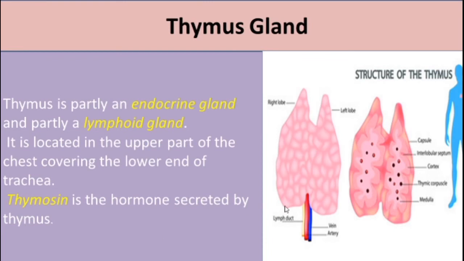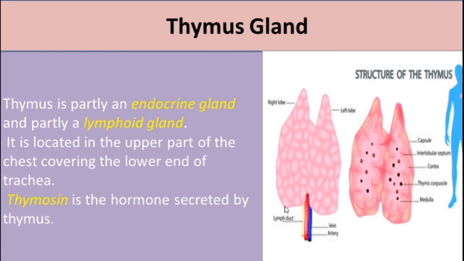Okay, so next endocrine gland, this is the thymus gland. The thymus gland is one of the endocrine glands and also a lymphoid gland. It is partially an endocrine gland and partially a lymphoid gland. Endocrine glands, you know, are ductless glands. We have already seen many endocrine glands. And lymphoid gland means, we studied the lymphatic system, thymus is one of the lymphoid glands, responsible for the lymphatic system.